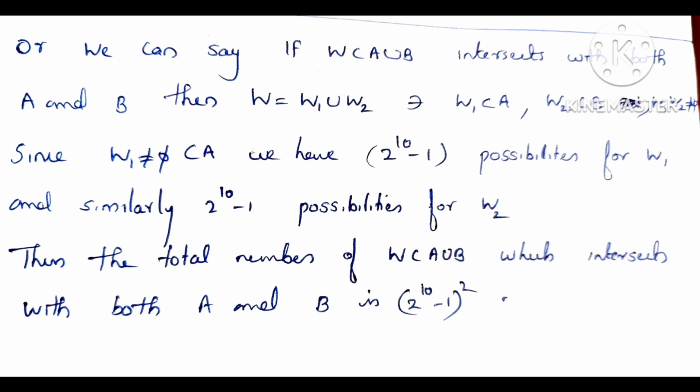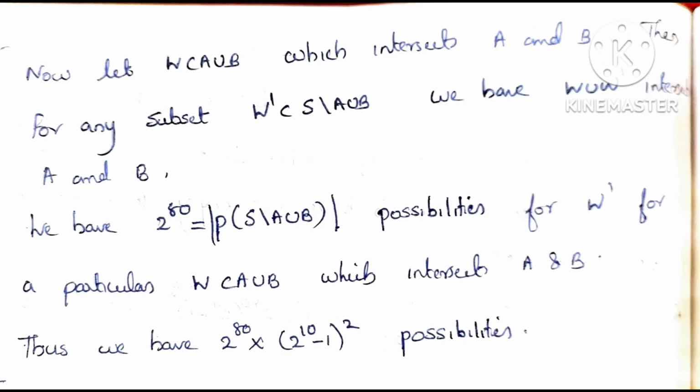So the total number of subsets W of A union B which intersect with both A and B is 2 raised to 10 minus 1 into 2 raised to 10 minus 1 possibilities. We have only considered the total number of subsets of A union B which intersect both A and B. We have to calculate the total number of subsets of the whole set S which intersect both A and B.